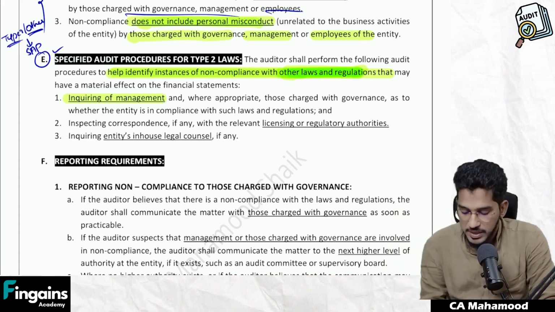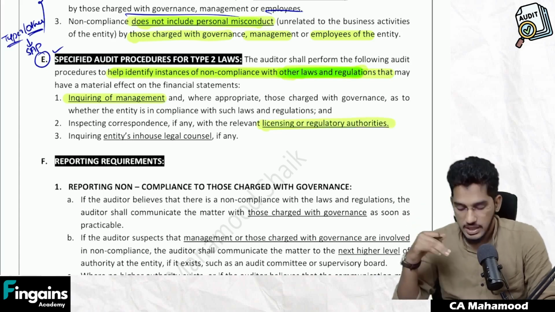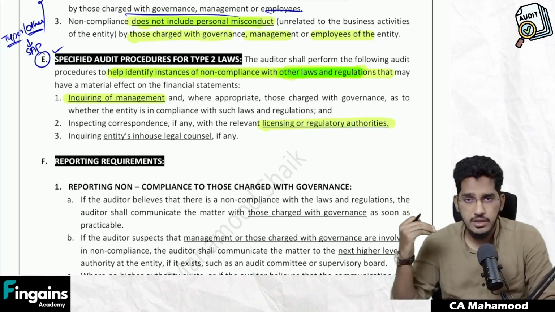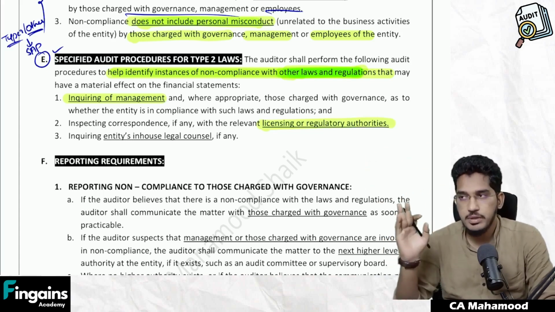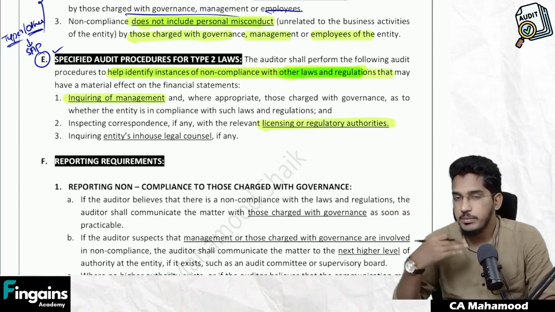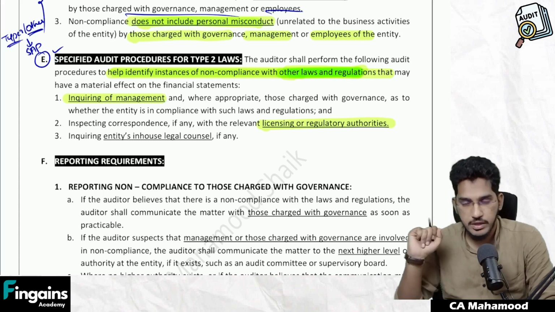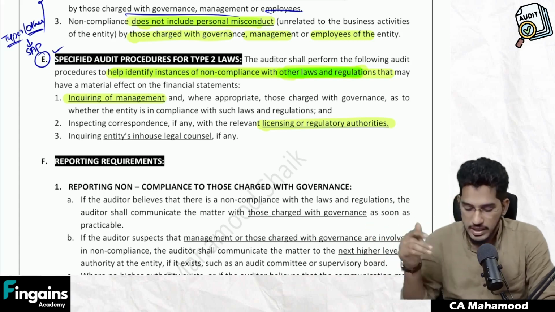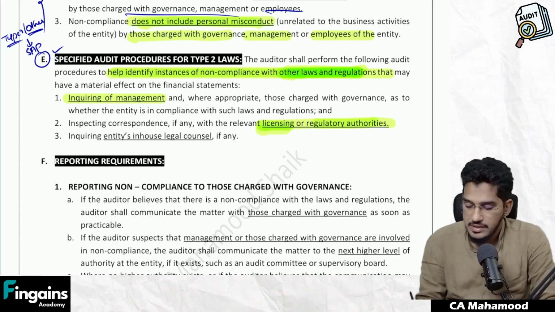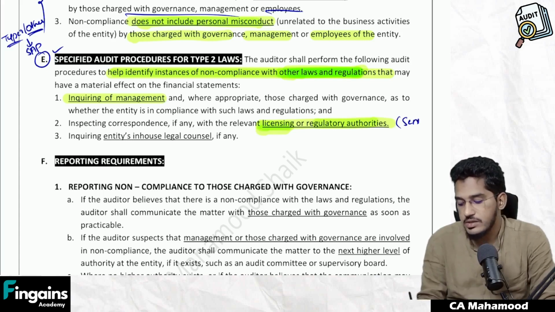Number two, inspecting correspondence, if any, with relevant licensing or regulatory authorities. Inspecting correspondence means check whether any communication has been made by the respective authorities. Like for example, did the company receive any notice from the pollution department? If your client is a restaurant company, did they receive any notice from the food department, FSSAI? So like that, check whether there is any correspondence from a licensing or regulatory authority. In simple terms, we need to check whether any licensing or regulatory authority sent notices.